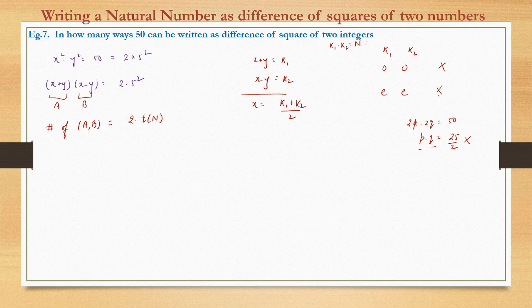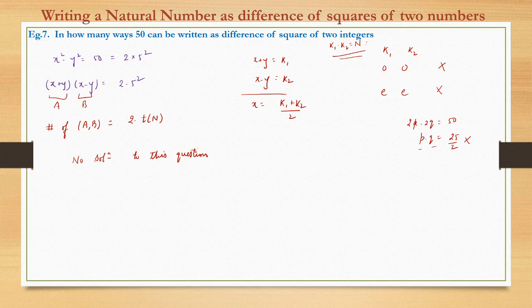So this also is not possible. Two cases were there for k1 and k2. Both the cases are not possible from here. So it means there will be no solution to this question. This will be generalized going forward.